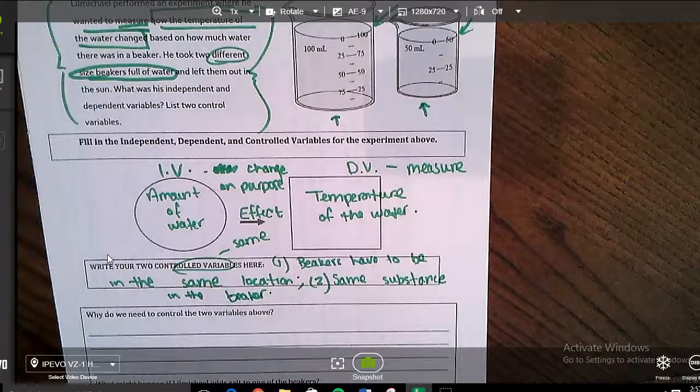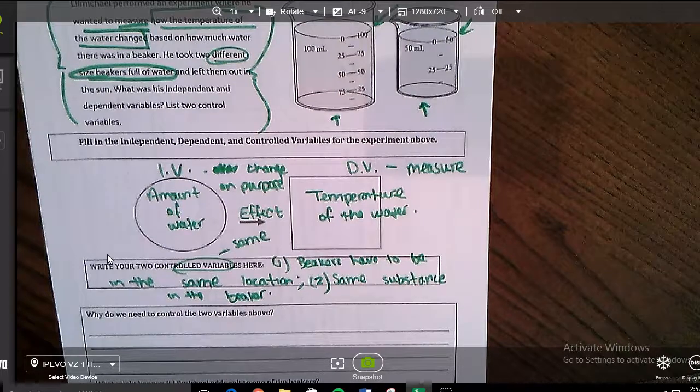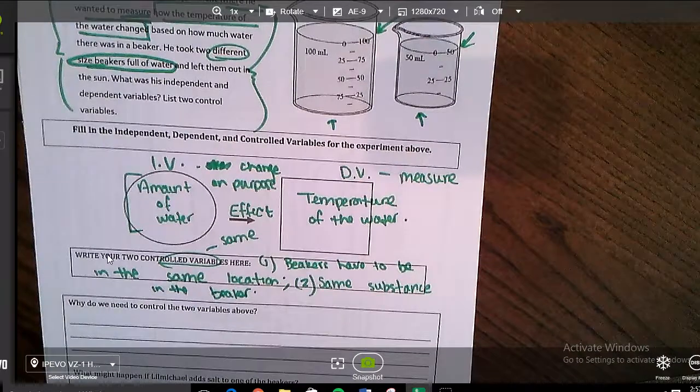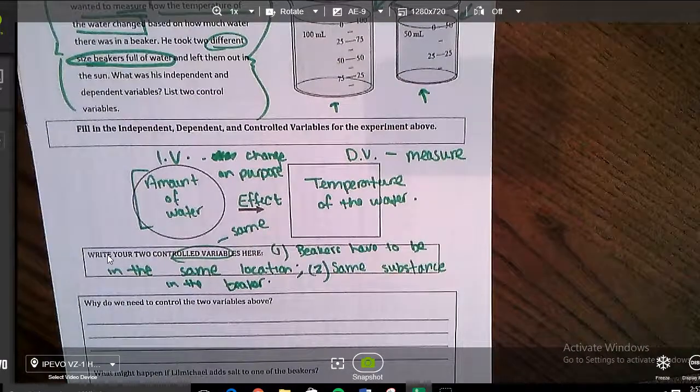Remember, in order for an experiment to be valid, in order for it to make sense, we can only change one thing. The one thing that we have changed is the amount of water. So all other factors have to be controlled, have to remain the same.